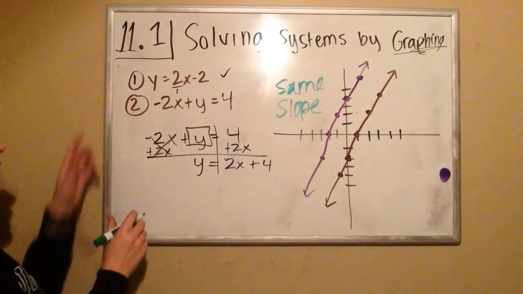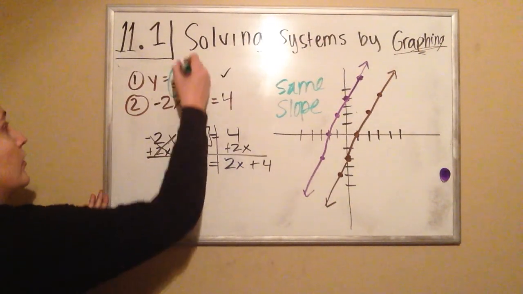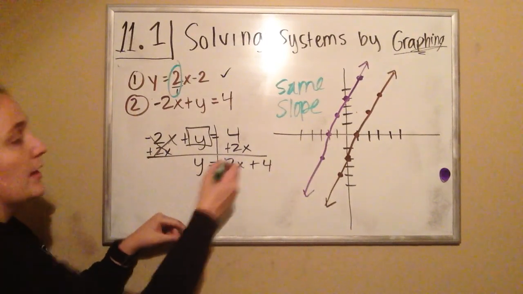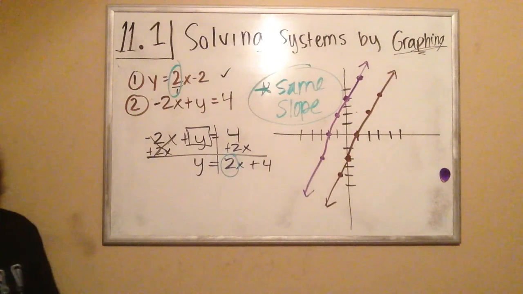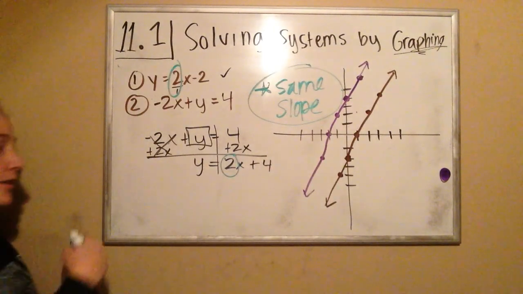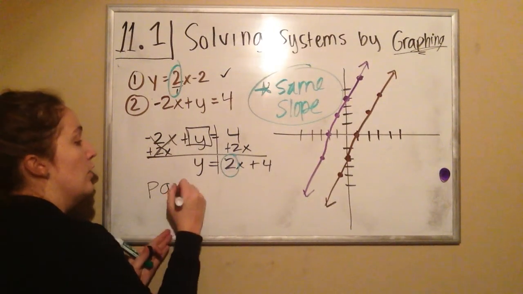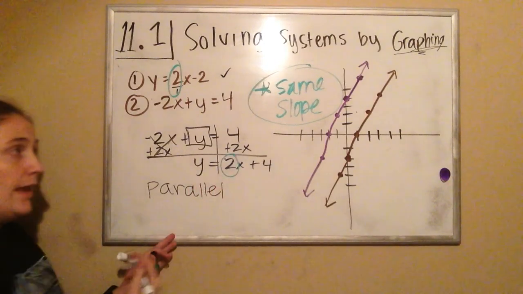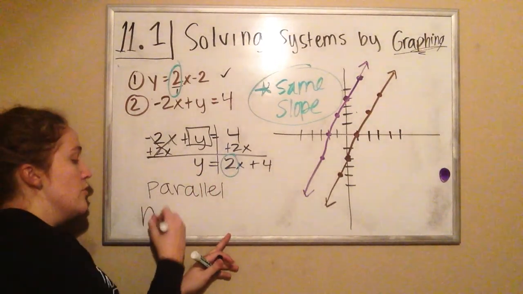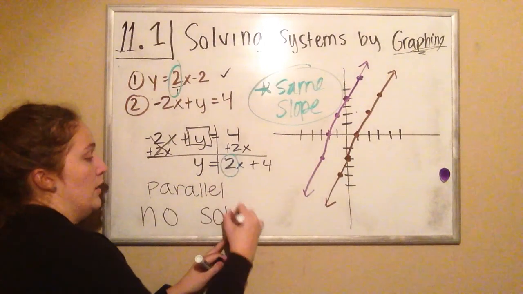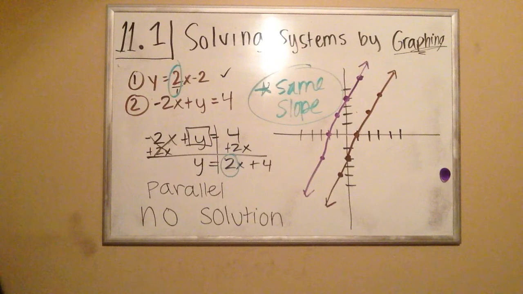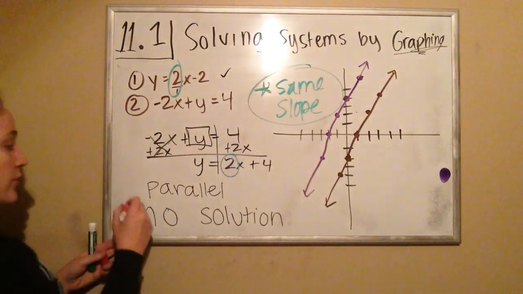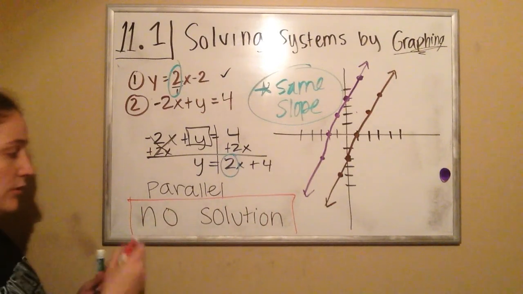So let's look at this. Number 1 has a slope of 2. Number 2 has a slope of 2. Guess what? They do have the same slope. So that means that they are parallel lines, which means that they have no solution. They do not cross anywhere. They do not share any points, so there is no solution. So when you were on a test answering this question, you would just write no solution.